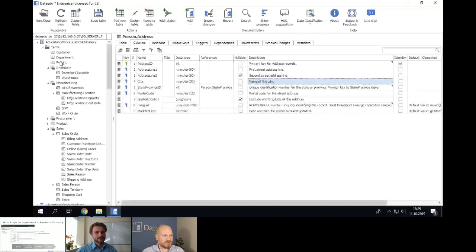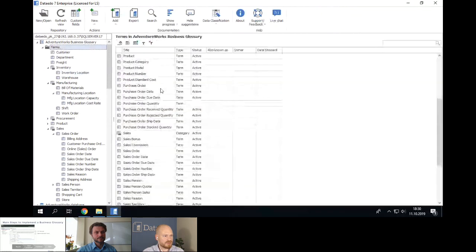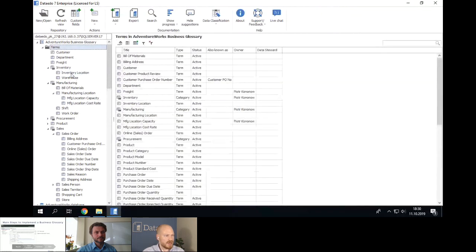Each term is defined by the title and the definition and some custom fields. This is something George mentioned a couple of minutes ago. As you can see, these terms are organized in a hierarchy, which provides additional information on top of the list. You can also list the terms.